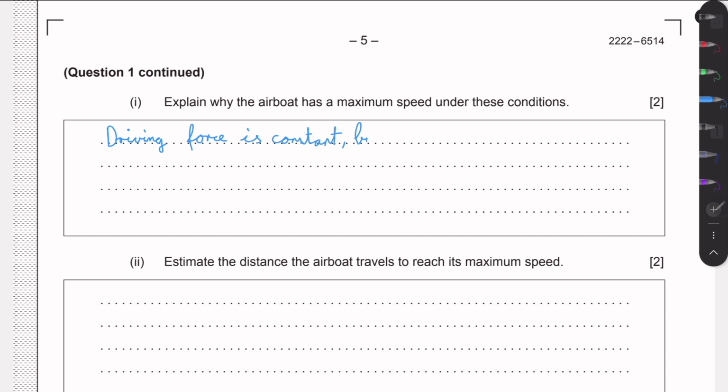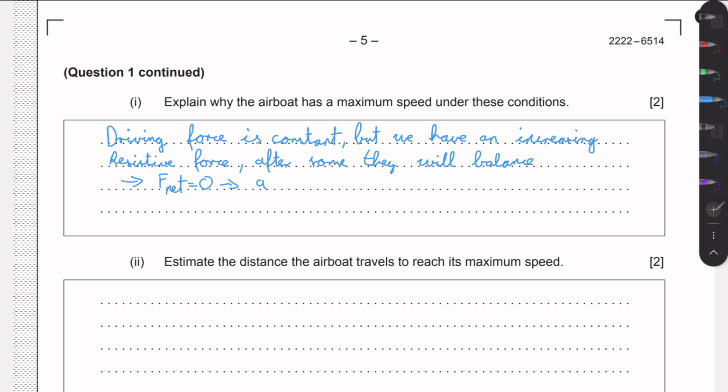So driving force is constant, but we have an increasing resistive force, and after some time they will balance, resulting in F net equals 0, and therefore acceleration is equal to 0, as F net is just m times a. Well, the mass is not 0, so the acceleration must be 0, and therefore constant speed.